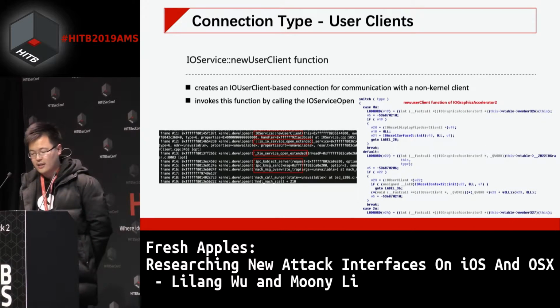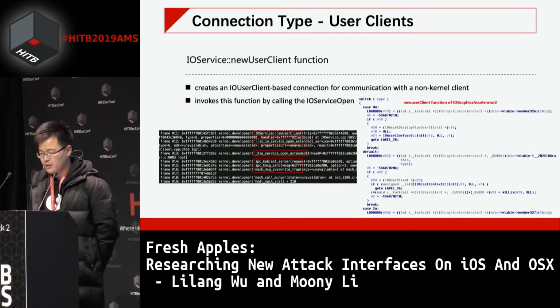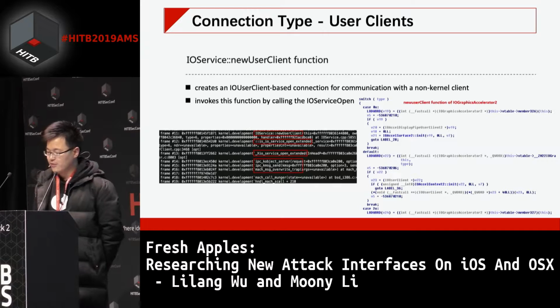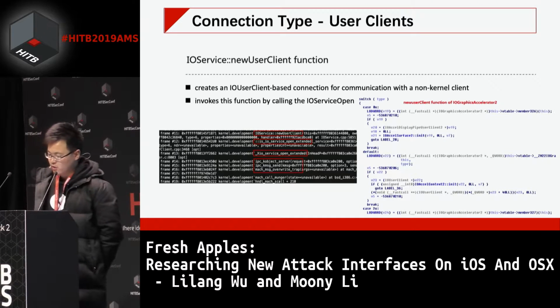And for user client analysis, the key function is its newUserClient function. This function is responsible for creating a connection for a non-kernel client based on a certain type. The right figure shows the graphic accelerator newUserClient function, which can refine some strings.